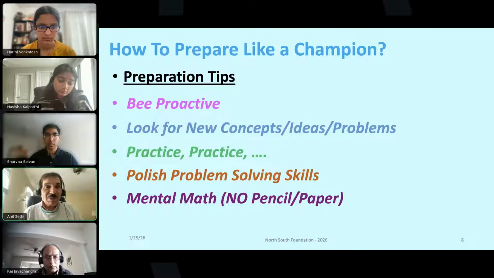Sometimes just let the problem percolate in your mind, and also develop some tricks on how to quickly solve a problem using just mental math, without calculators, without pencil, without paper. And that's connected with speed math.